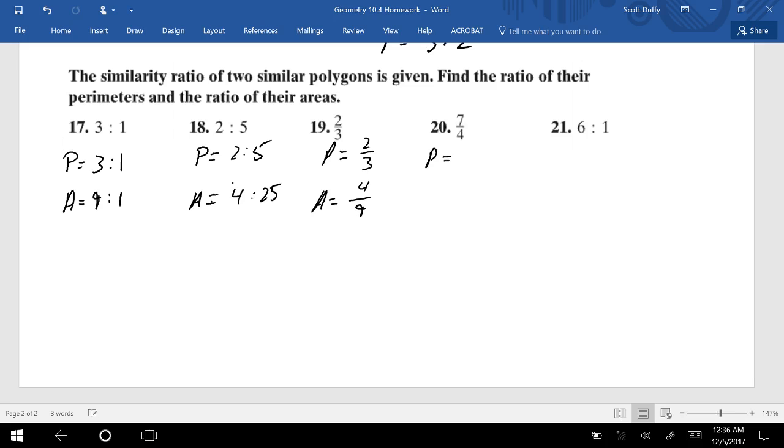Perimeter, doing the same thing every single time, 7 to 4. Square both of those, you get 49 over 16.